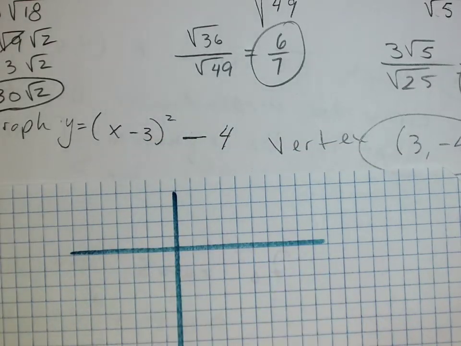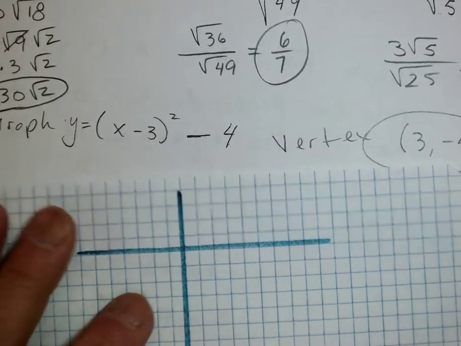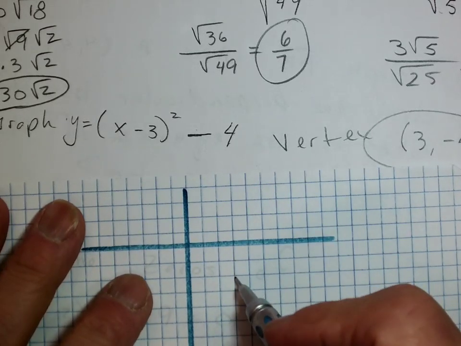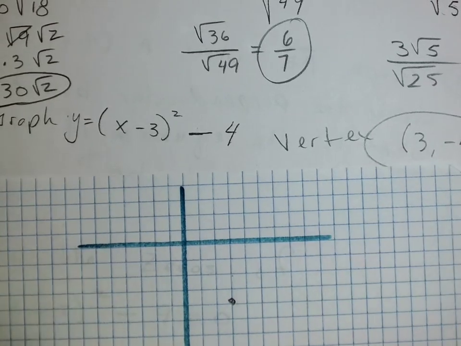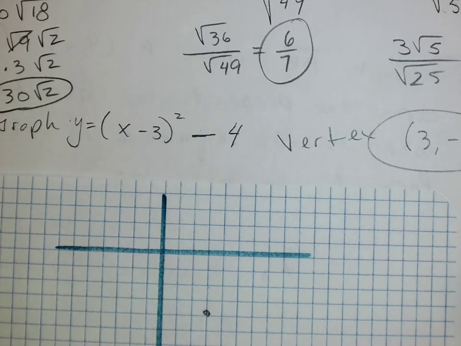And I'm going to have a vertex at 3, negative 4. Okay, now, it's a parabola. So, listen. 1 squared is 1. 2 squared is 4. 3 squared is 9. So, remember how we do this?